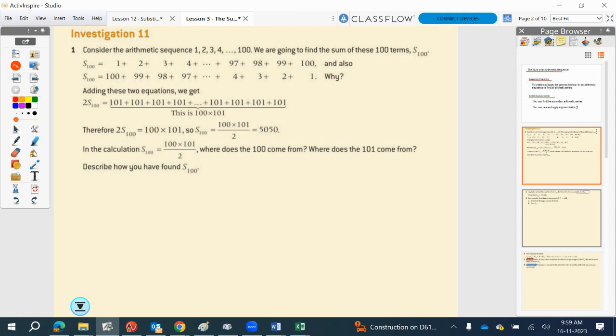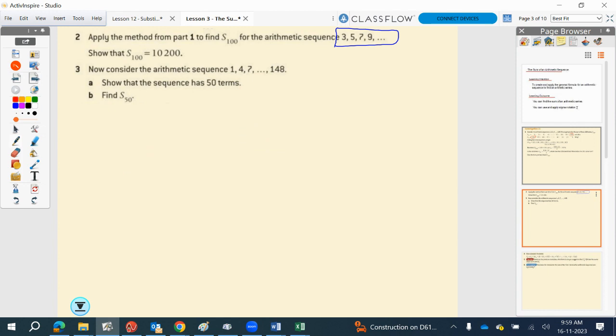Okay. Notice what's important in the sequence. It's important to know what the last term in the sequence is. You can't do this without finding out what the last term in the sequence is, because you have to add that to the first term in the sequence. So for this sequence here, we're not given the last term, but we know that there's 100 terms, so find the last term in the sequence.